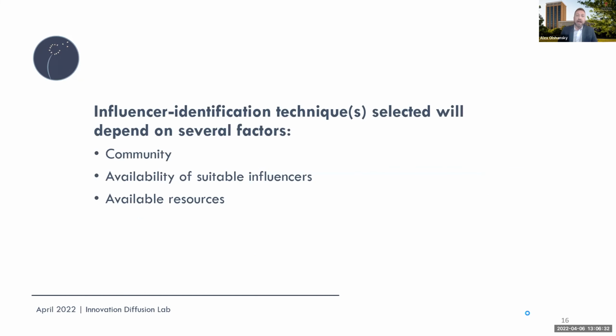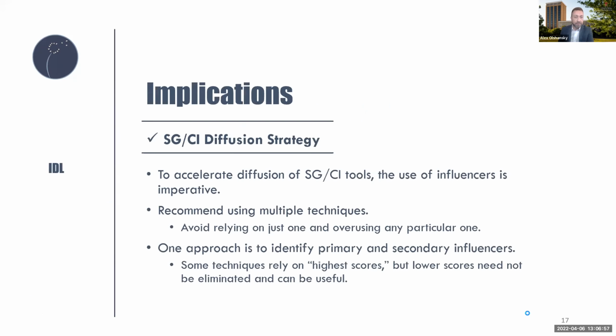The influencer identification techniques which are selected will depend on several factors. It will depend on the specific community in which these influencers reside. It will depend on the availability of suitable influencers within these communities. And it will also depend on the available resources within these communities to implement any of these techniques.